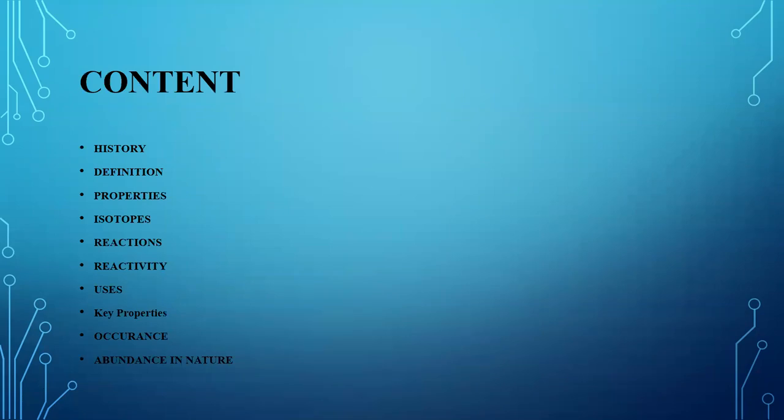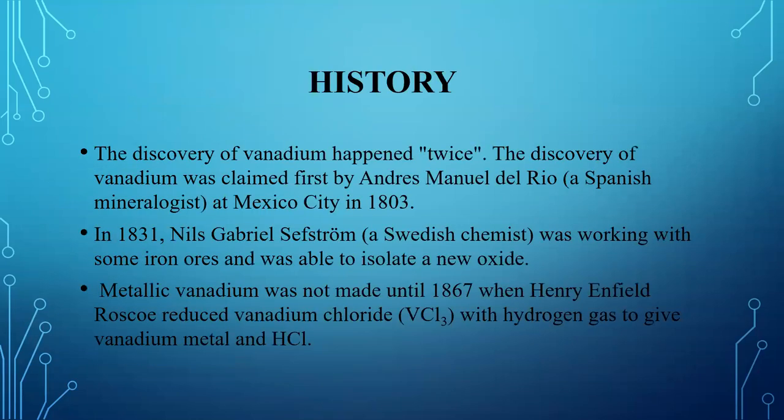Here are the contents of my presentation: history, definition, properties, isotopes, reactions, reactivity, uses, key properties, occurrence, and abundance in nature. First of all, we discuss the history of vanadium. The discovery of vanadium happened twice.